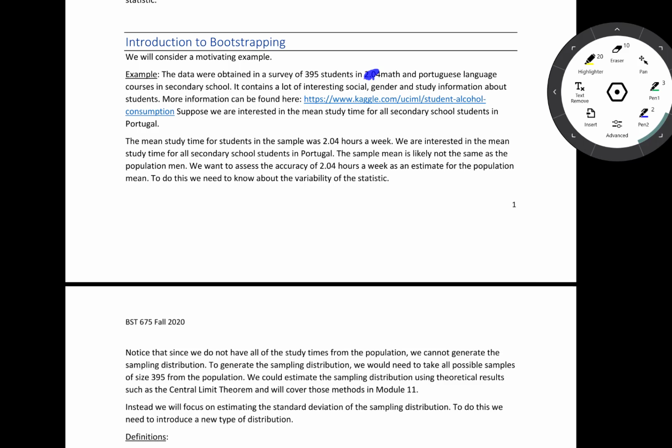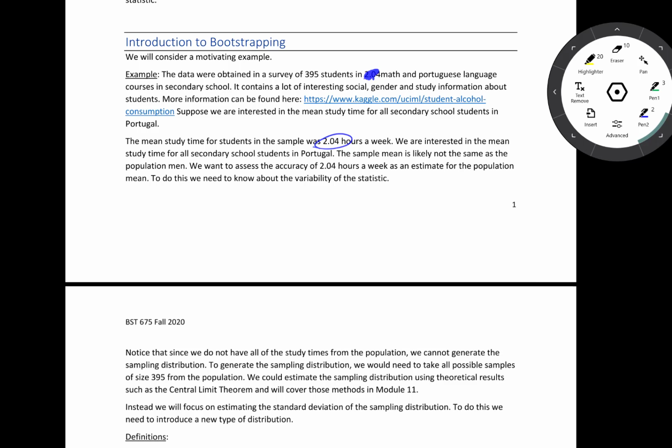But we have data from a survey of 395 students from math and Portuguese language secondary courses in a secondary school. This contains a lot of interesting social, gender, and study information about the students, and you can find more information at that link that's given. Now suppose we're interested in the mean study time for all secondary school students in Portugal. And so the mean study time for the students in this sample was 2.04 hours a week, but we're interested in the mean study time for all secondary school students in Portugal. So in other words, we're interested in what's happening in the population, and we just have this information from the sample.